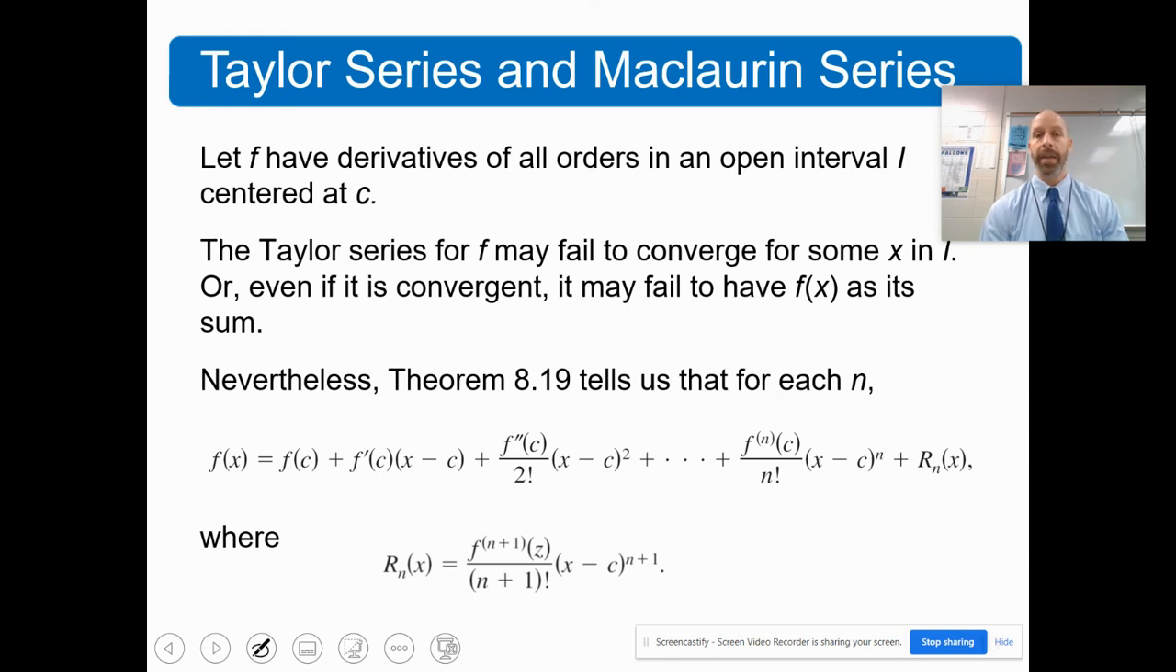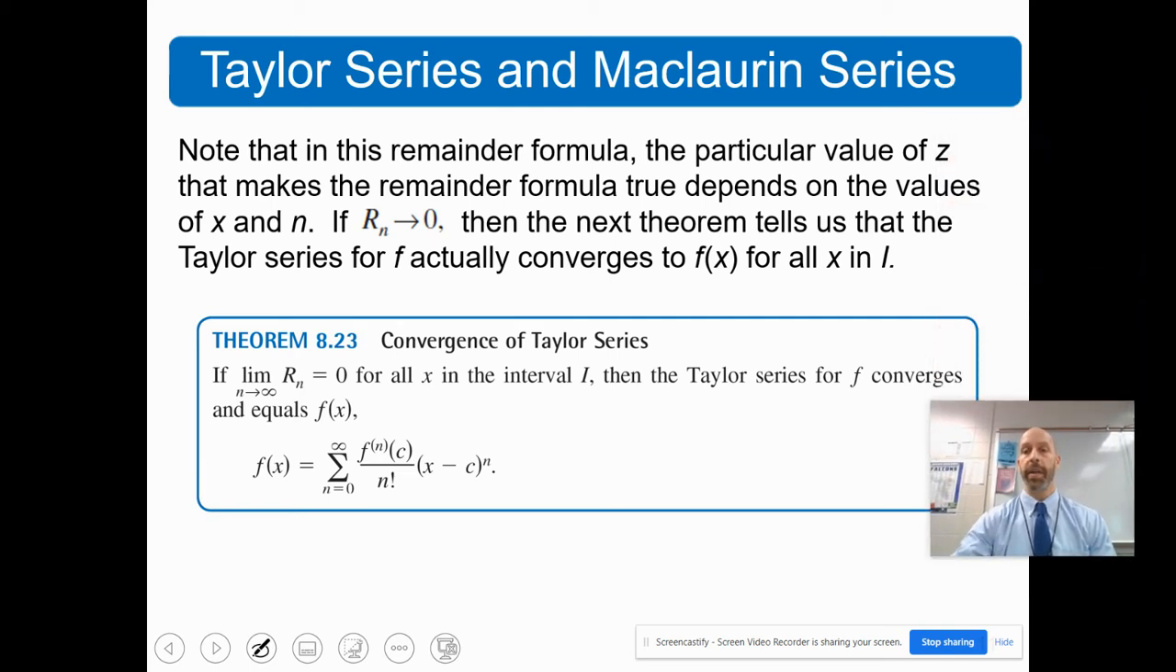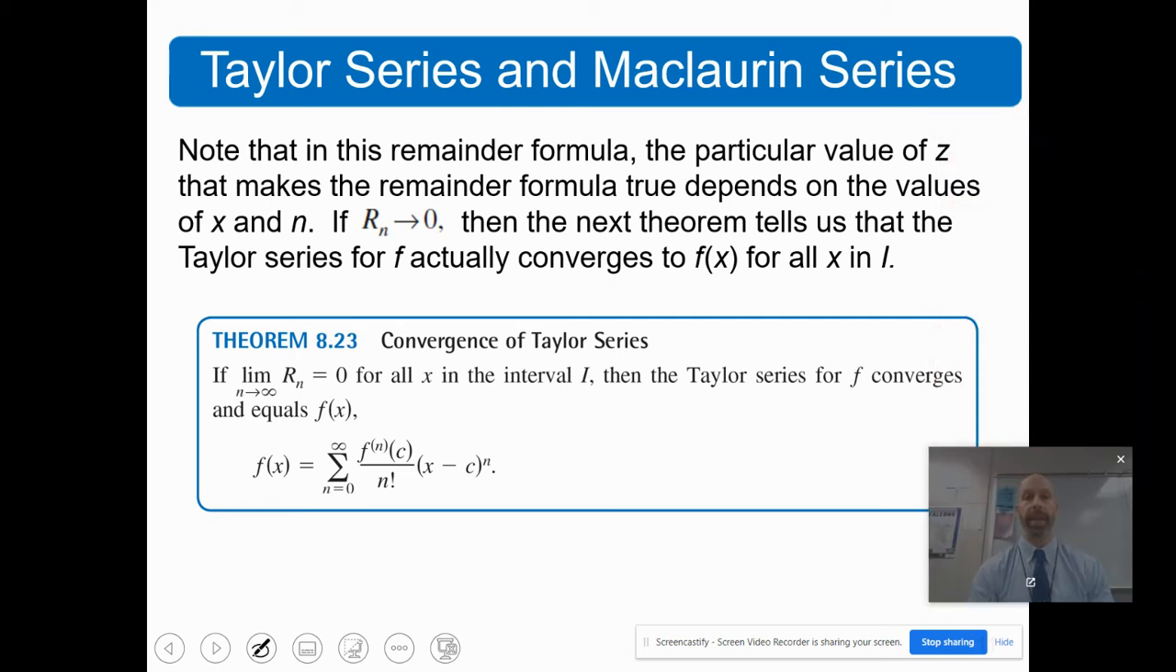Nevertheless, theorem 8.19 tells us that for each n, f of x equals f of c plus f prime of c times x minus c, and so on, up to the nth derivative term, plus a remainder. The remainder is going to be the n plus 1 derivative at some value z over n plus 1 factorial times the quantity x minus c to the n plus 1 power. Note that the value of z that makes the remainder formula true depends on the values of x and n.